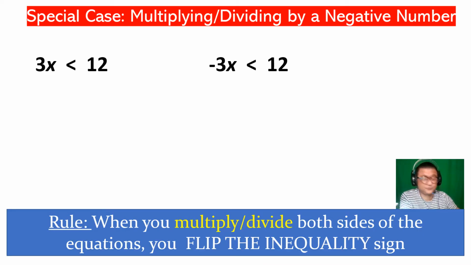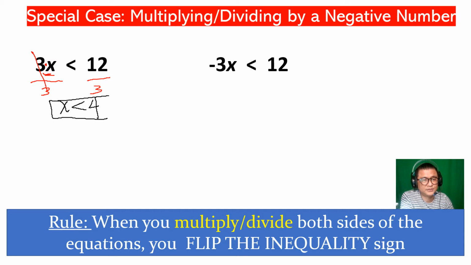Let's try this first inequality, all right? A simple inequality. Let's do 3x is less than 12. Okay, so x wants to be alone. I need to get rid of the times 3. Divide by 3 on the left, divide by 3 on the right. That cancels out. So finally, x is alone. x are the numbers less than 4.